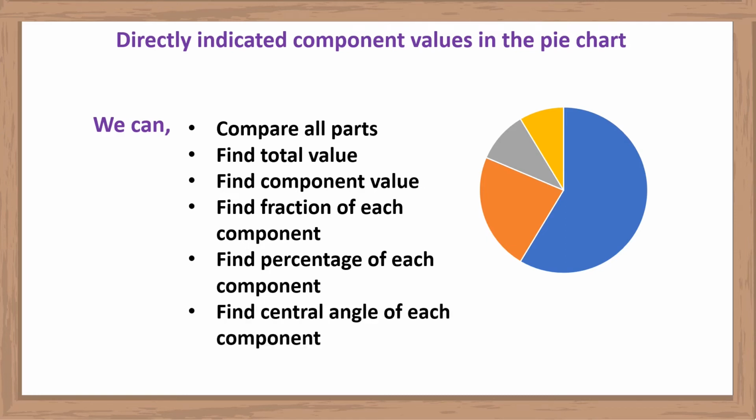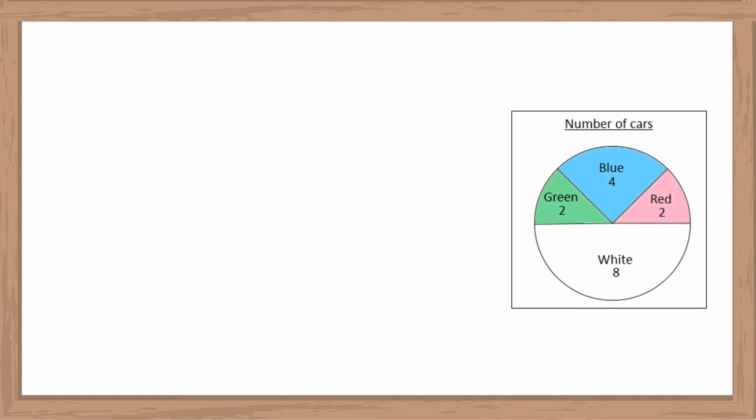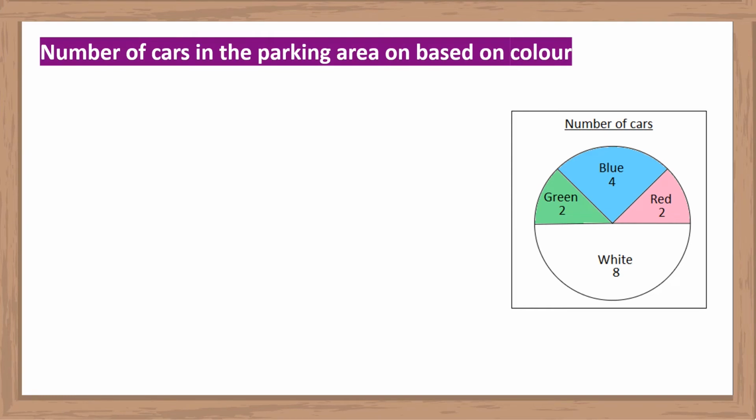Look at this pie chart. This pie chart represents the number of each color car in a parking area. Here, the value of the components is the number of cars based on color. Since the number of cars is indicated directly, we can easily manipulate data from this pie chart.